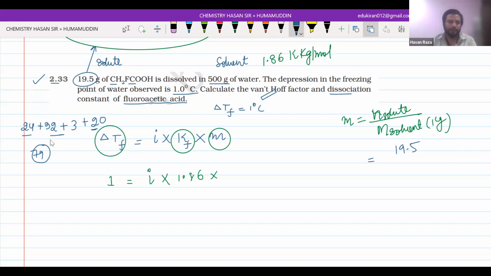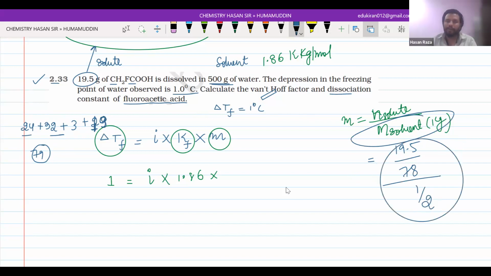Just wait a minute. This will be 19. So the molar mass is 78. And after this, you are going to divide it by the mass of solvent, which is 500 gram. If you are going to convert this into kg, it will be divided by 1000 and it will be like this. So this is your molality equation.